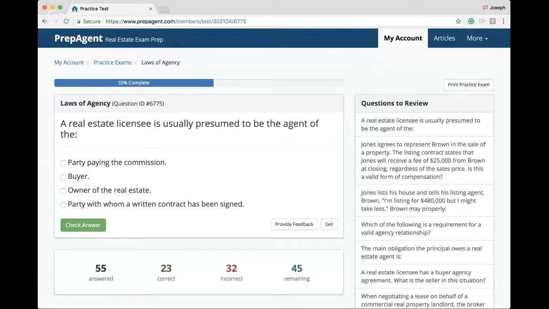A real estate licensee is usually presumed to be the agent of the A, party paying the commission, B, the buyer, C, owner of the real estate, or D, party with whom a written contract has been signed? Okay, good. The answer here is D.